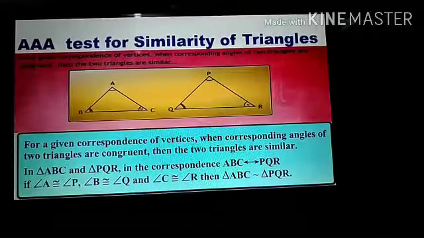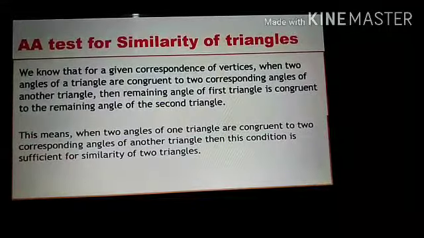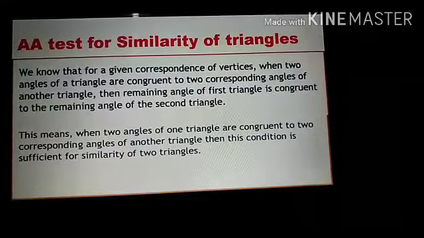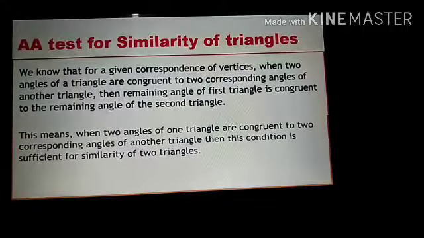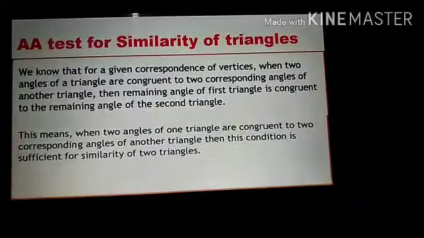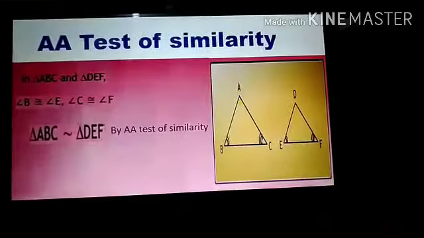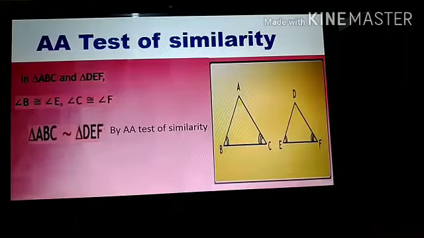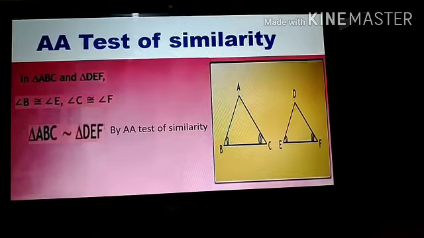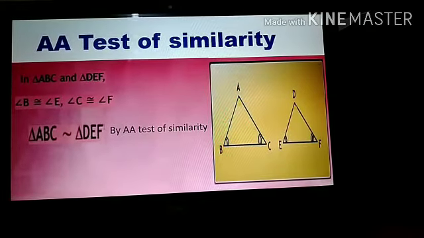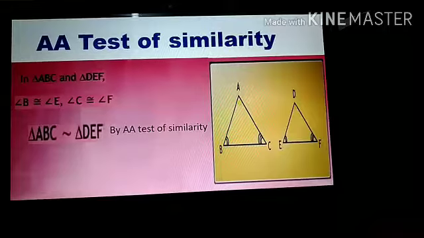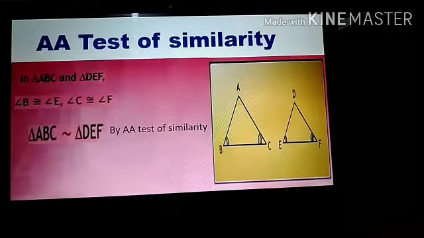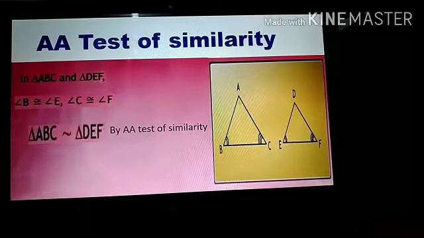similarity of triangles. The next test was the AA test for similarity of triangles. When two angles of one triangle are congruent to two corresponding angles of another triangle, then this condition is sufficient for similarity of two triangles. As you can see in triangle ABC and triangle DEF, we have angle B and angle E congruent to each other, angle C and angle F congruent to each other. Therefore, we can say triangle ABC is similar to triangle DEF by AA test of similarity.